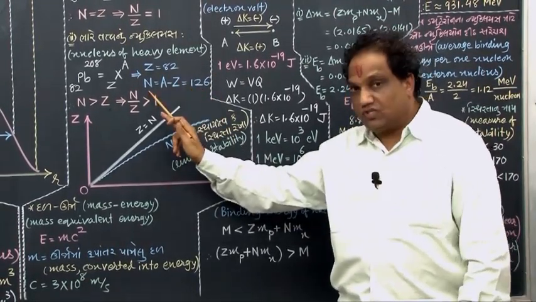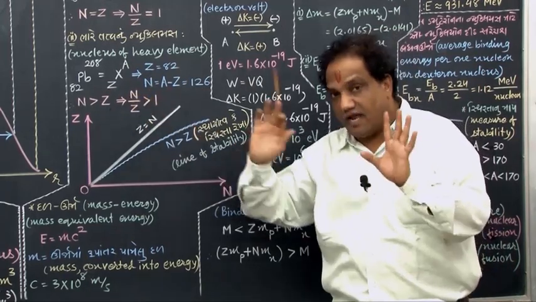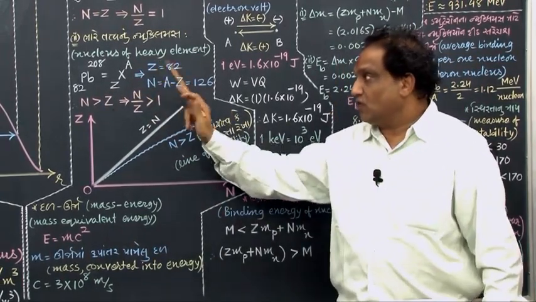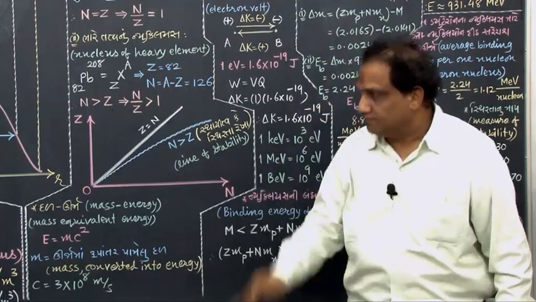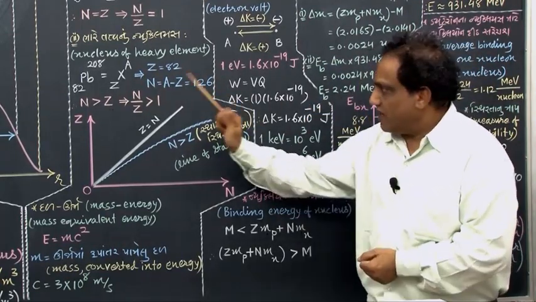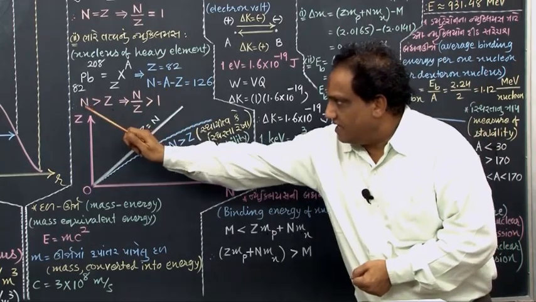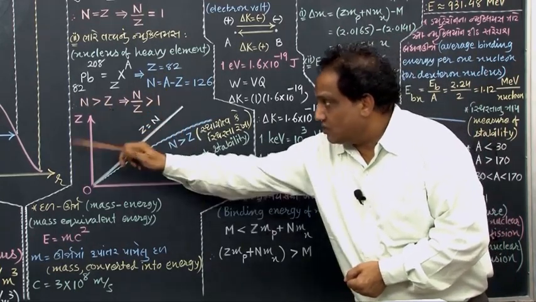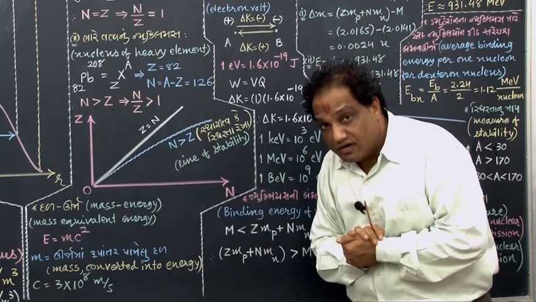So the number of neutrons in the nucleus of the lead element is greater than the number of protons by 44. In short, this number is greater than this number, that is sure. So N is greater than Z. When N is greater than Z, N upon Z would be greater than 1.